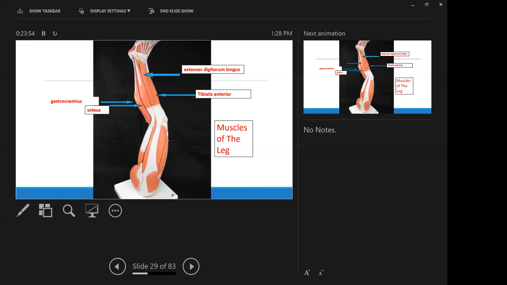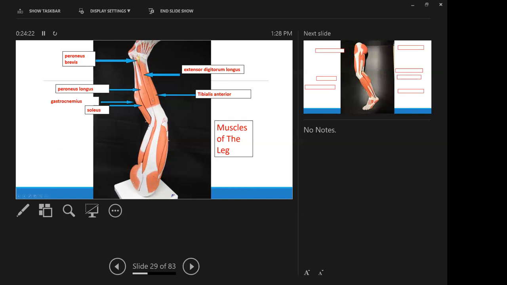And the gastrocnemius is pulling on the heel of the foot, on the calcaneus bone, to raise our heel so that our toes go down. And it does that by pulling on the Achilles tendon, which pulls on the calcaneus. The peroneus longus and the peroneus brevis are also involved with stabilizing our toes when we step. So these are all involved with motion and stability so that we can stand upright and not wobble.